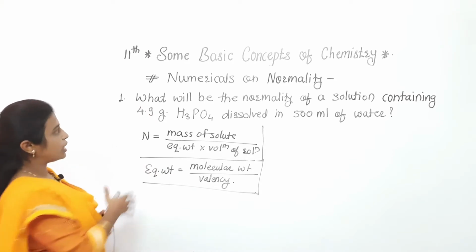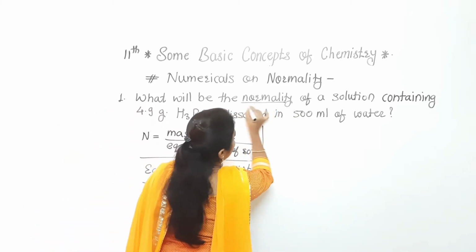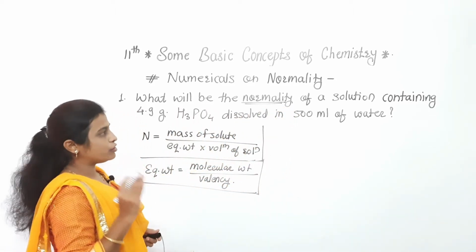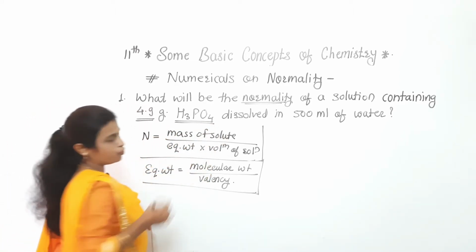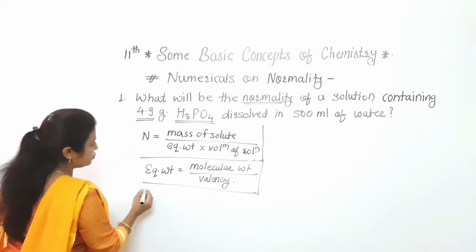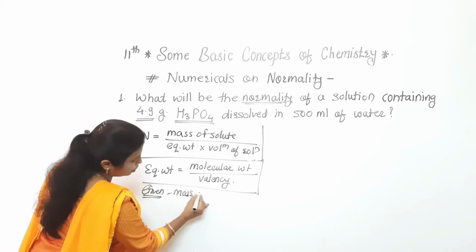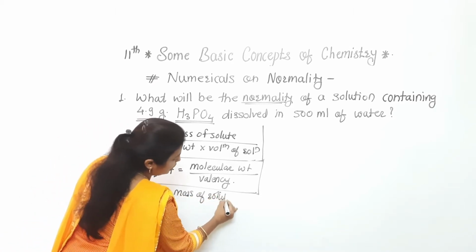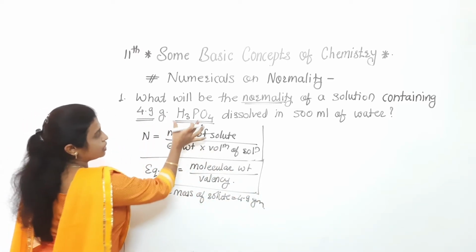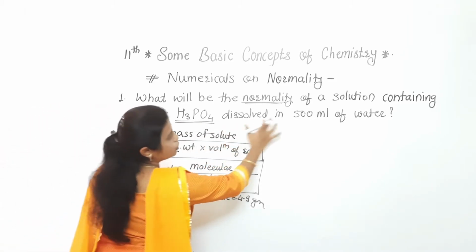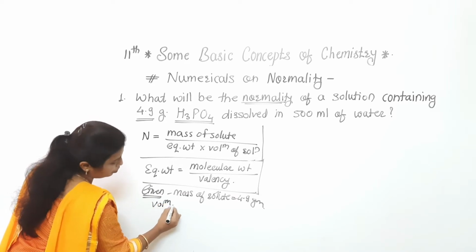So today we are going to start with the first problem. That first problem is, what will be the normality, means here we have to find out the normality of a solution containing 4.9 gram of H3PO4. So this is the mass of solute. What is given? In the given data, mass of solute is 4.9 gram. So that solute is H3PO4. After that, dissolved in 500 ml of water, means that is the volume of solution.